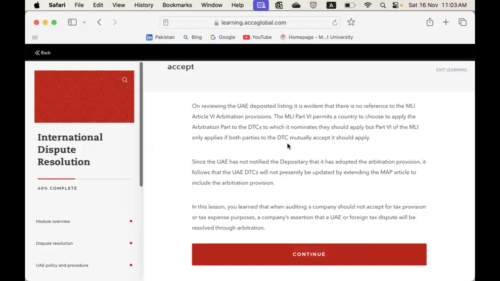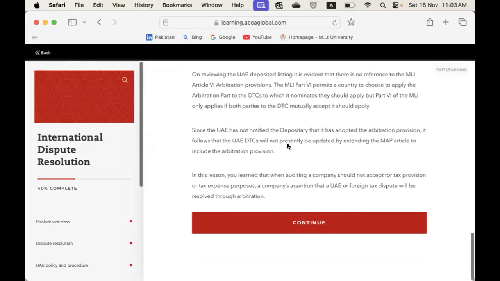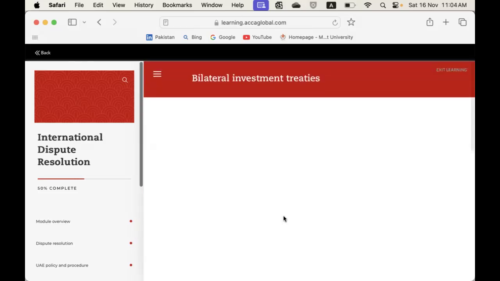So, in short, arbitration is a matter that even if it is not addressed in their double tax agreements, the two authorities can agree to getting into arbitration. Since the UAE has not notified the depositary that it has adopted the arbitration provision, it follows that the UAE DTCs will not presently be updated by extending the MAP article to include the arbitration provision. So, in short, if you look at any double tax agreements of UAE, the MAP article may not have an arbitration clause in it. In this lesson, you learned this. Okay, let's move to the next thing.